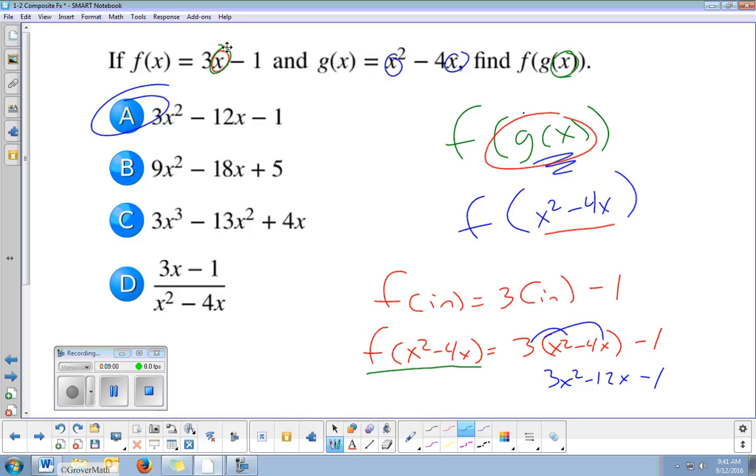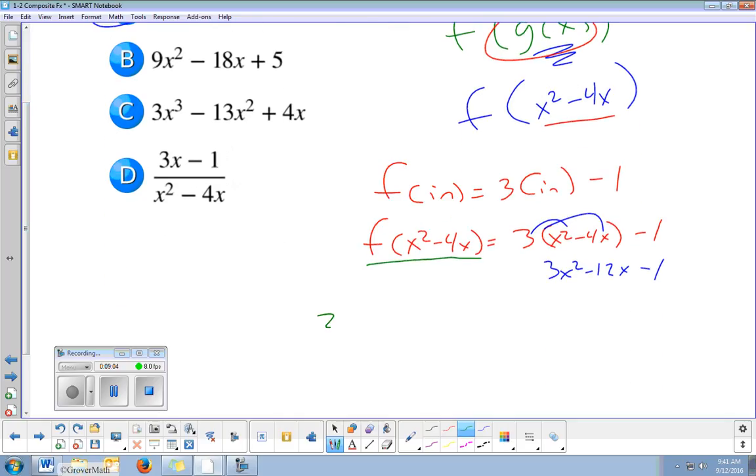to leave this x here for some reason. I see a lot of students make the mistake of writing things like 3x times the input of x squared minus 4x minus 1. But remember, this x represents the input, so that is replaced by this. It's not still there, and then I distribute the x's together and things like that. So make sure you don't do that.